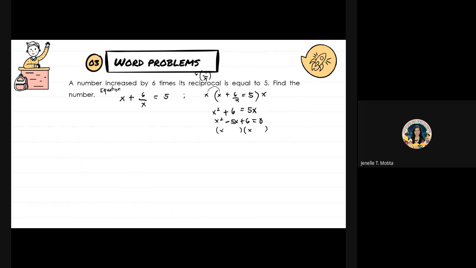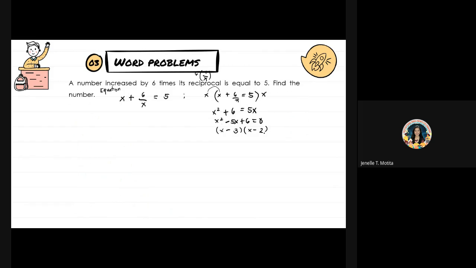Kindly look for the sign of your last term. That is positive. Therefore, parehas yung sign. Anong sign? Yan, tingnan mo yung middle term. Negative. Parehas silang negative. Okay? Next po natin is this one, 5x. So, what are those two numbers that when you multiply, you will have your last term, 6, and when you add, you will have negative 5? So, that is 3 and 2.